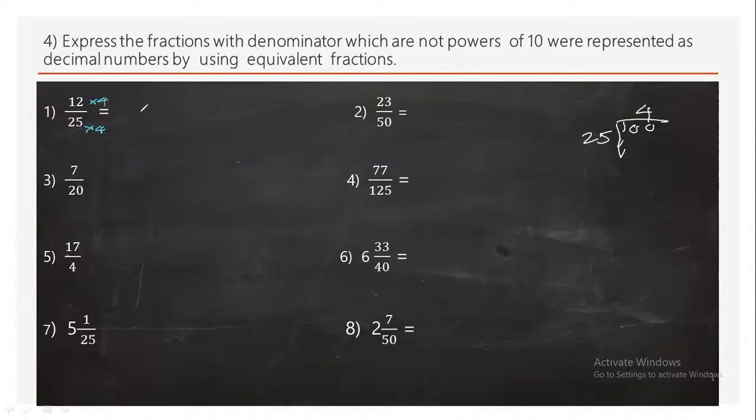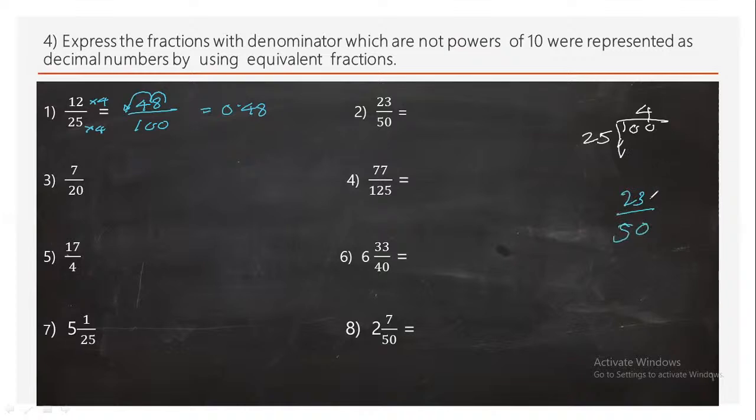Over the line also multiplied by 4. 12 multiplied by 4, 48. Then 25 multiplied by 4, that is 100. 48 divided by 100, it's moving two decimal places towards the left-hand side. Then the decimal is 0.48. Then look at the second question, 23 over 50.